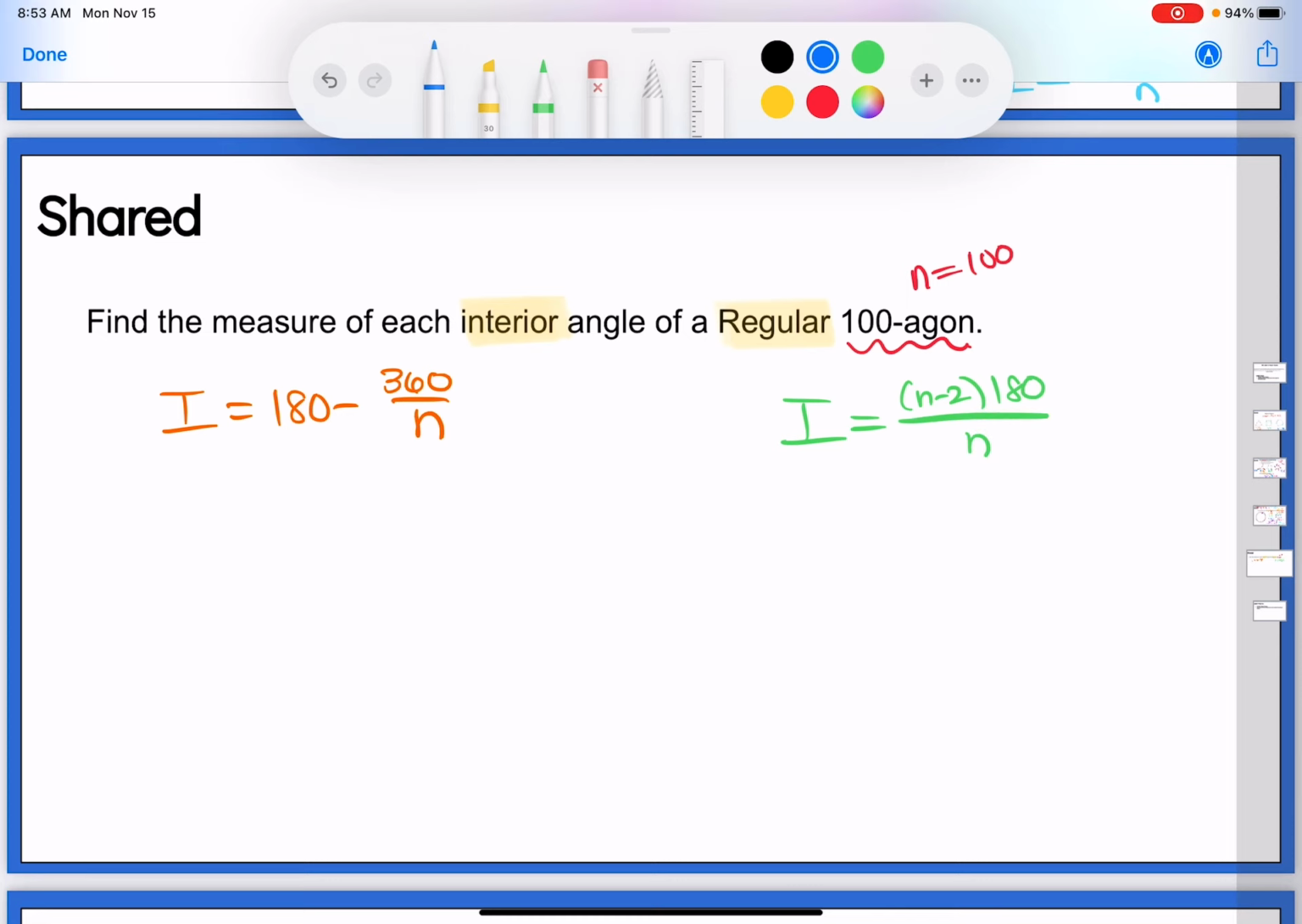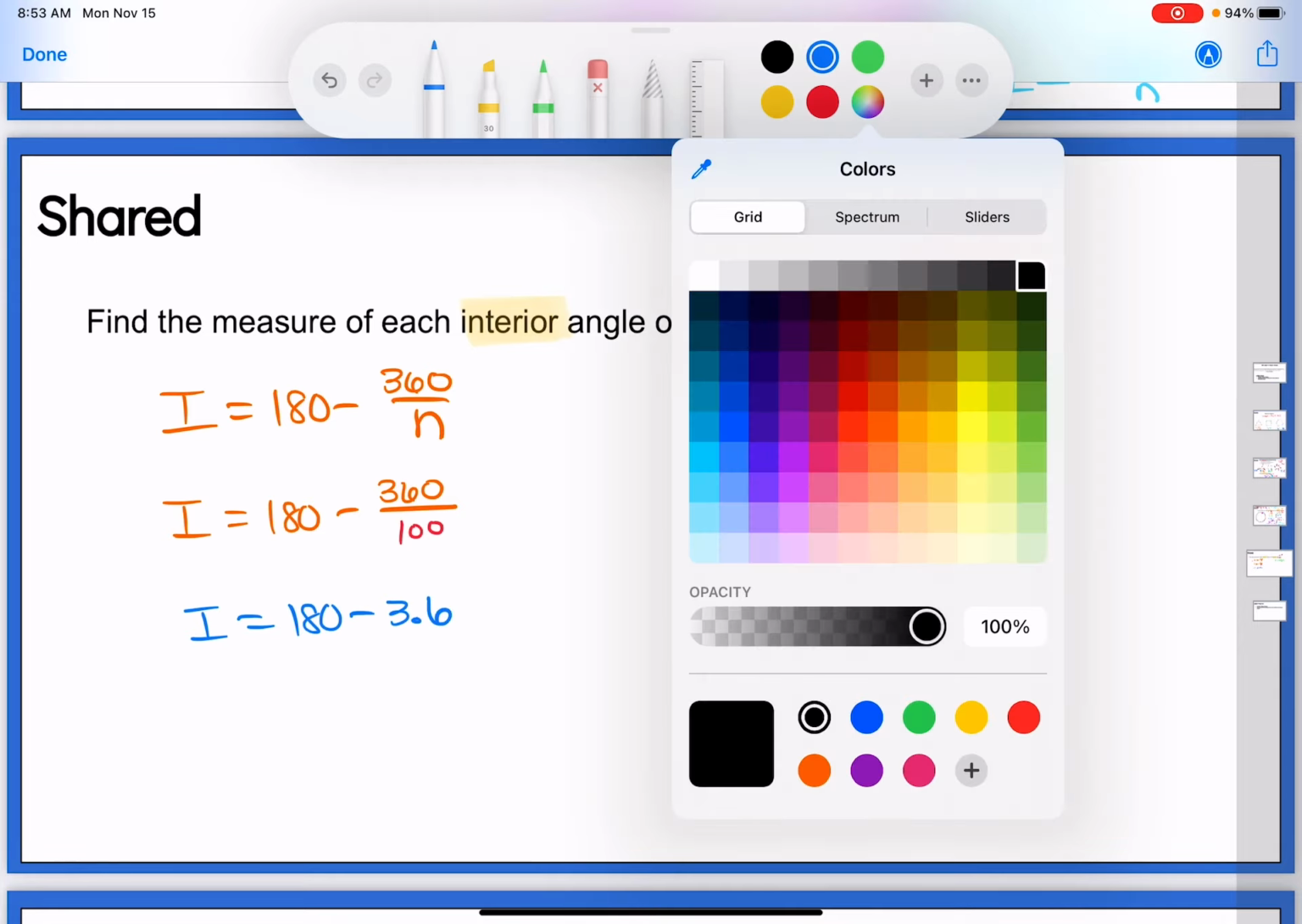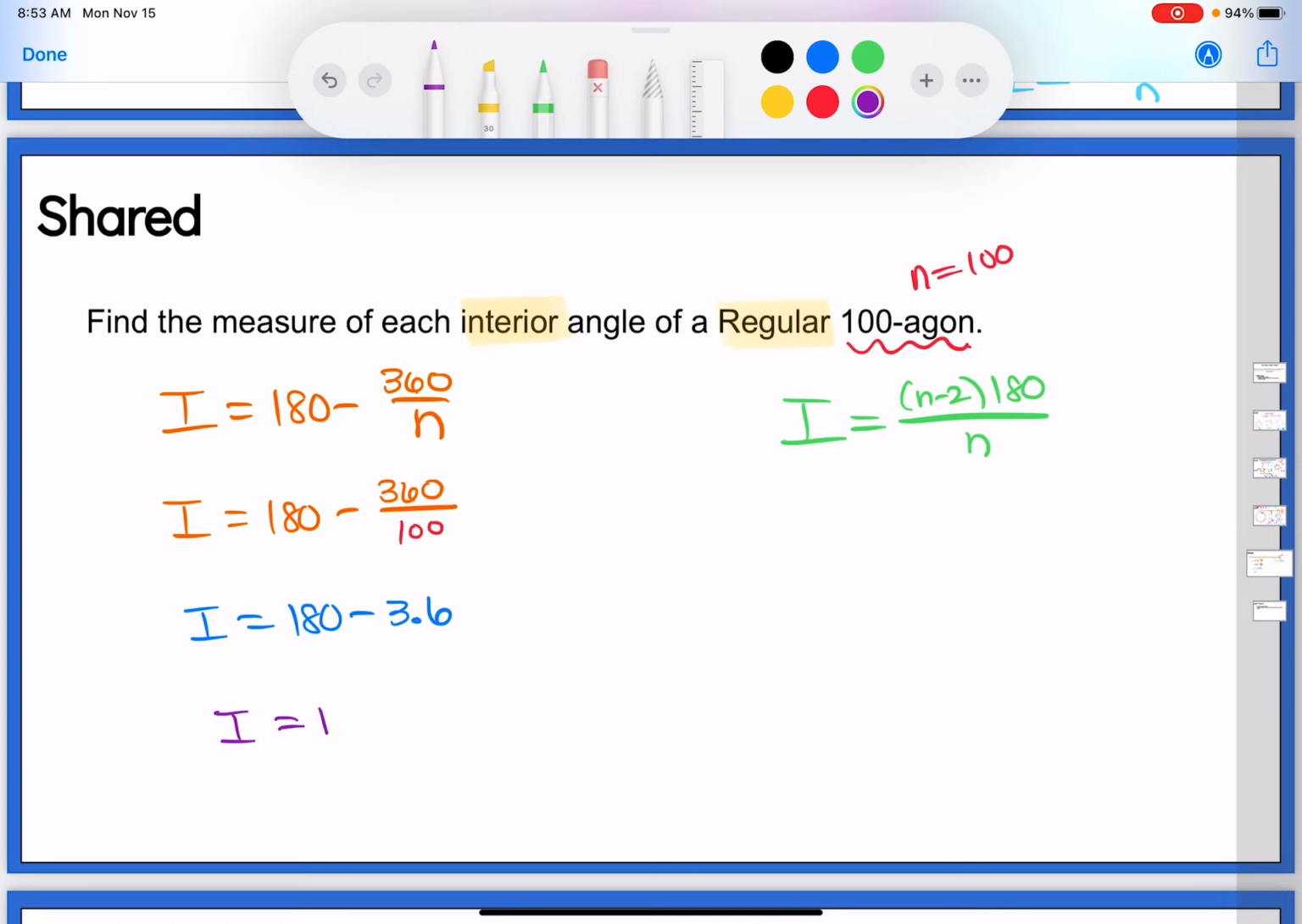Okay, so over here, let's go back here. I have 180 minus 360 divided by N, and N is 100. Ooh, this is looking easy. I can do this, right? I equals 180 minus 3.6. Maybe need a little calculator there, but that should be easy enough to figure out. I equals 176.4 degrees. Boom, right? Fast.